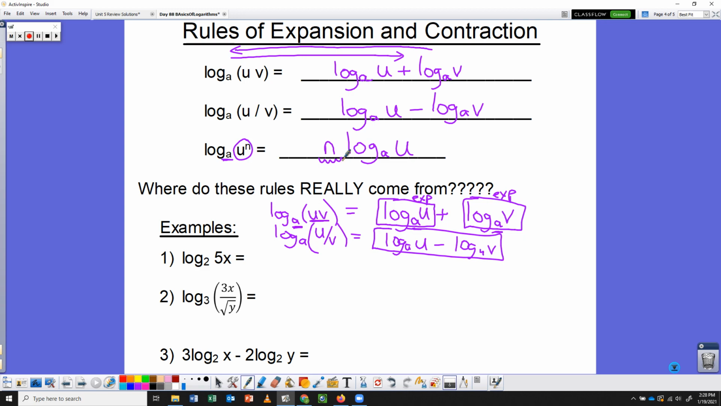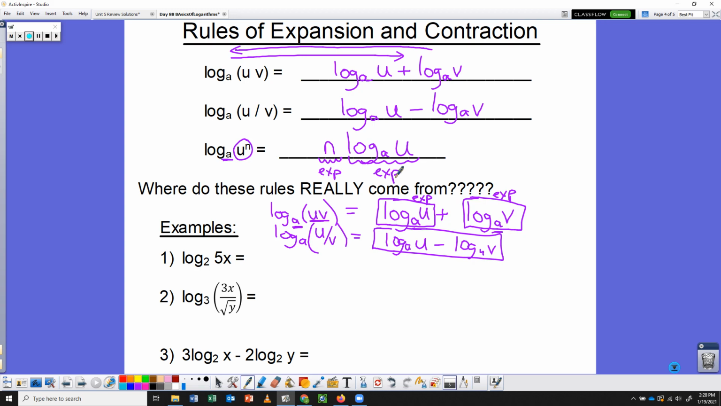So n is an exponent, and log base a of u is an exponent, and that rule about raising a power to another power says keep the same base and multiply the exponents. All right, so now let's use all of this.